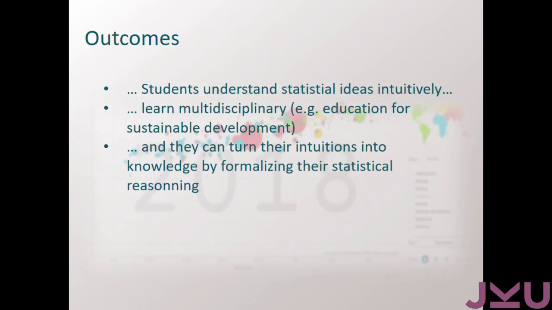So the outcomes. Do I still have 1 minute for the outcomes? 1 minute. Okay. Students understand statistical ideas intuitively. That's one of the most important things, that they can do statistics with graphics. They learn multidisciplinary. So, for example, we did something about education for sustainable development. You could imagine that with the data from Gapminder, you can do geography, you can do history, you can do a lot of things with that.